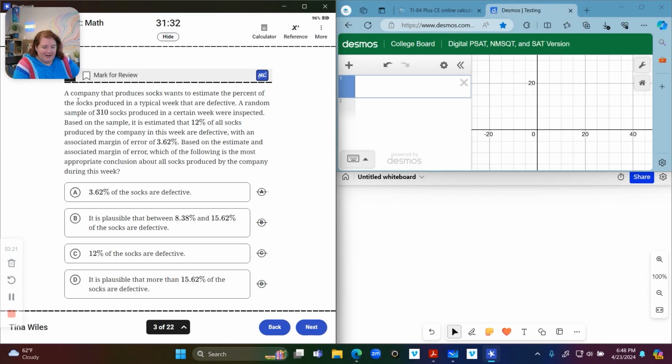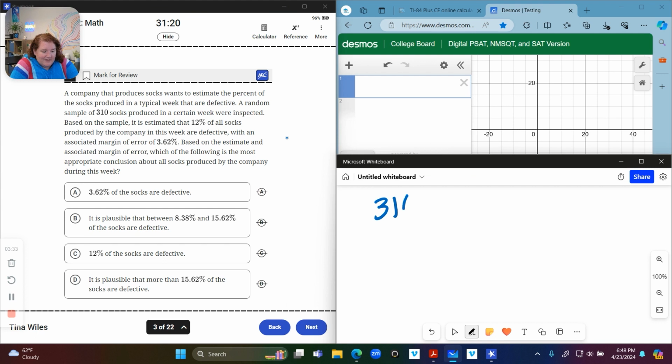Number 3, a company that produces socks wants to estimate the percent of the socks produced in a typical week that are defective. A random sample of 310 socks produced in a certain week were inspected. Based on the sample, it is estimated that 12% of all the socks produced by the company were defective, with an associated margin of error of 3.62.